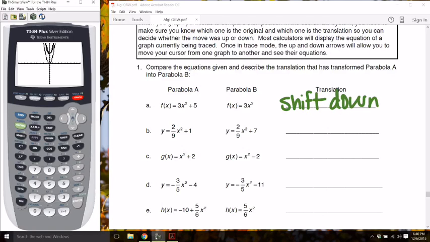So I'm going to write this as a shift down. And you can count how many spaces. And I know that this is 5 spaces. Okay, the plus or minus number at the end of the equation is actually going to tell you a shift up or down. So that should help you answer some of the questions on this page as well.